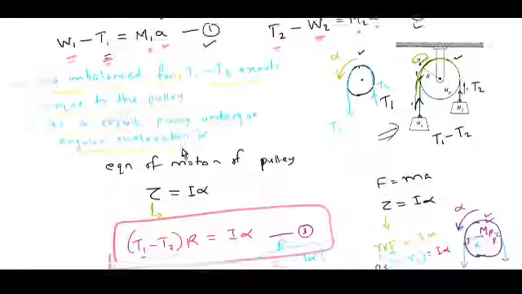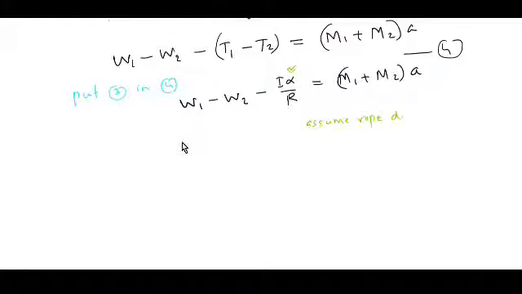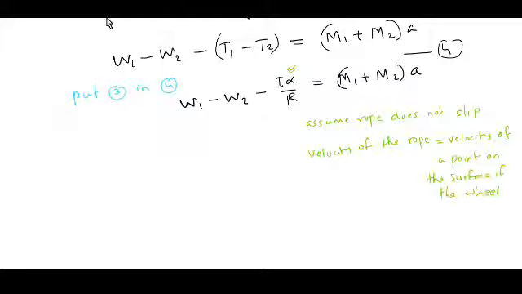Okay, let me write these points down. Assume rope does not slip. Therefore, velocity of the rope equal to velocity of a point on the surface of the wheel. Fine. That is, if omega is the angular velocity and v is the velocity of the point on the surface of the wheel and r is the radius, then the relation is omega is equal to v by r. V is equal to omega into r.